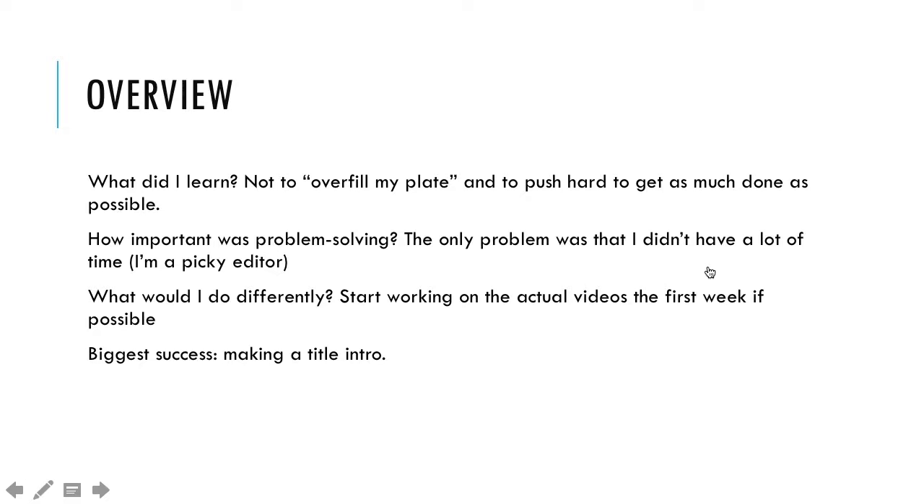Overview. What did I learn? I learned not to overfill my plate. I probably should have learned that the first time I did this project. And to push hard and to get as much done as possible. During the last week, I came in to Vision Tech after school, and I spent hours throughout that week just to get as much done as I could. And then I spent more time at home.